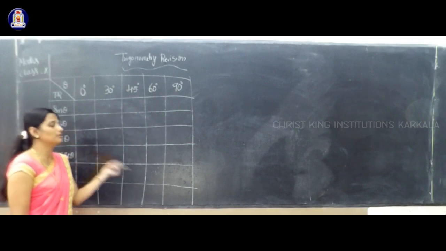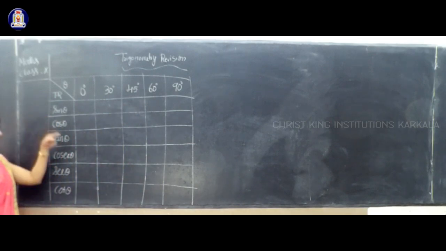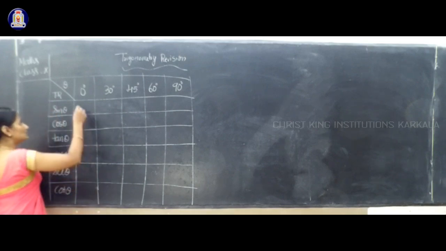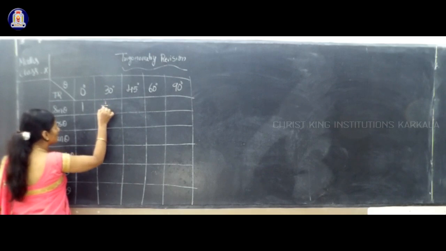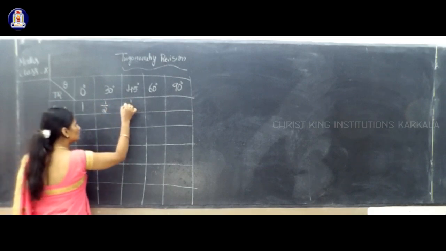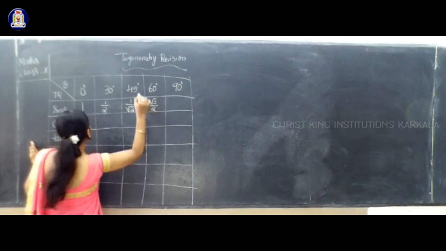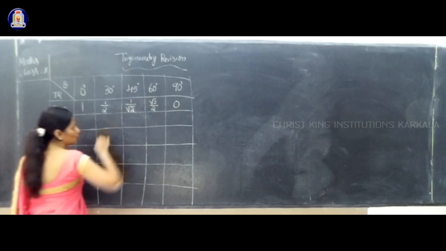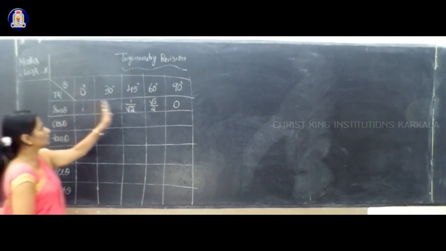Understood? Otherwise, you have to remember all the values. So how to remember the values? Remember this one: this is 0, next is 1 by 2, next is 1 by root 2, next is root 3 divided by 2. Sin 0 is 0.